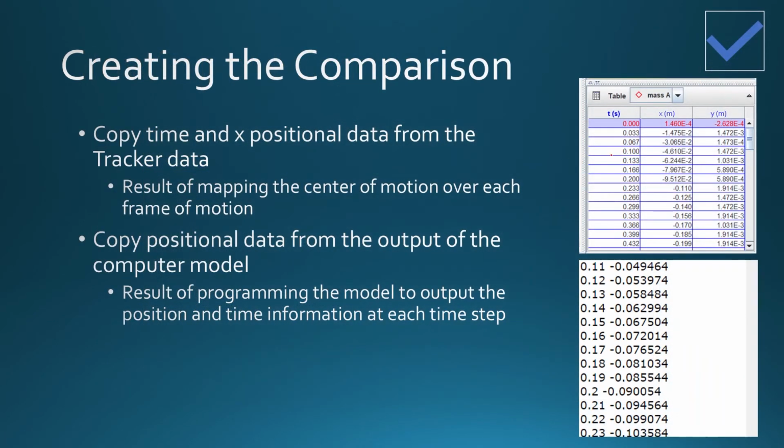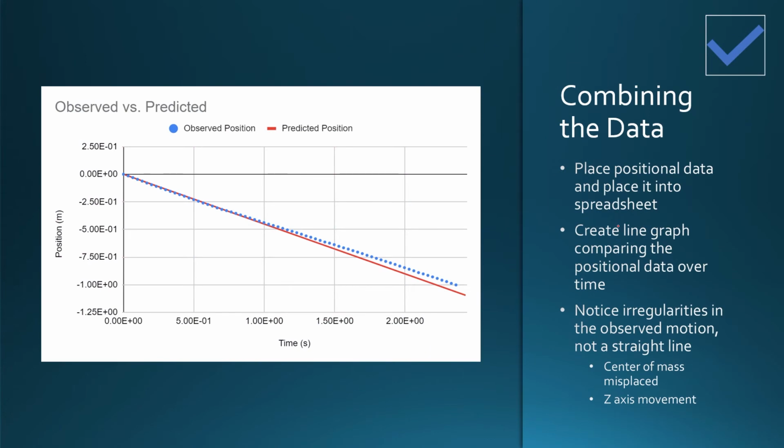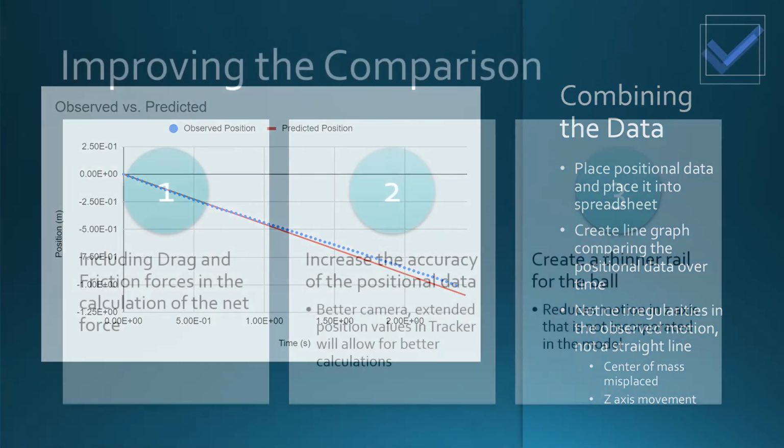To create my comparison, I made sure to use the information from both Tracker and GlowScript in order to create a Google Sheets line graph that you can see here, observed position versus predicted. You can see there are some irregularities in the observed position, which I believe is a result of the center mass being blurred in the video, as well as some movement in the z-axis, which I mentioned as a result of the width of the rail that I used.